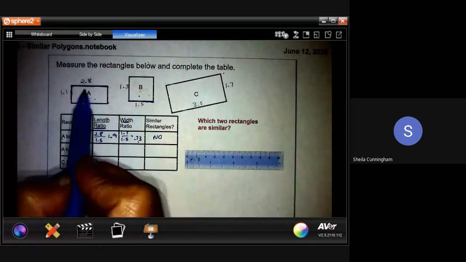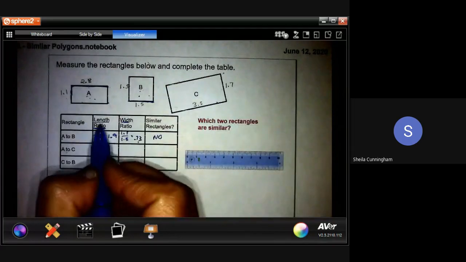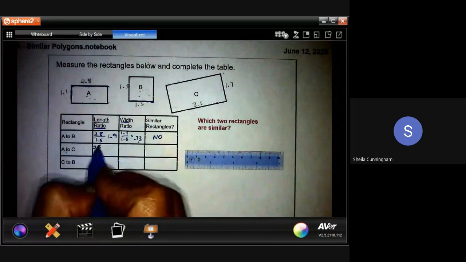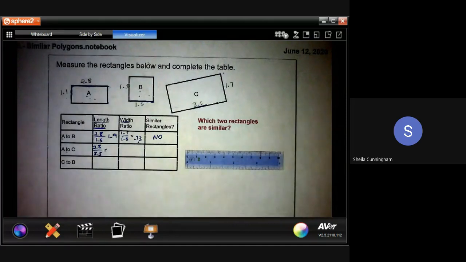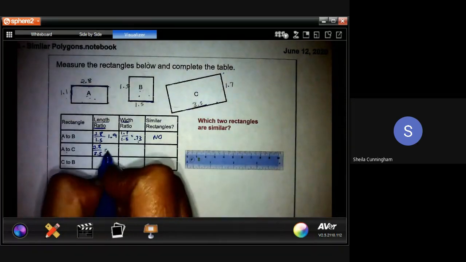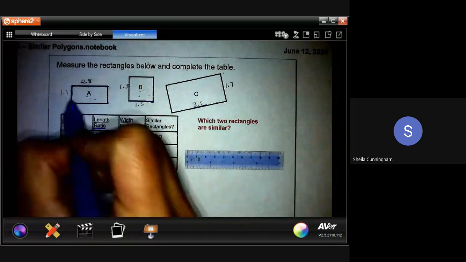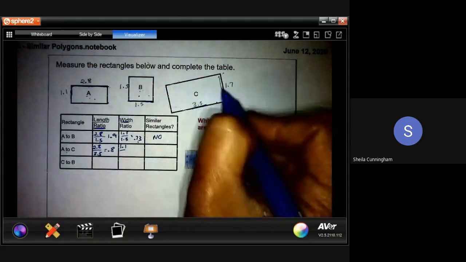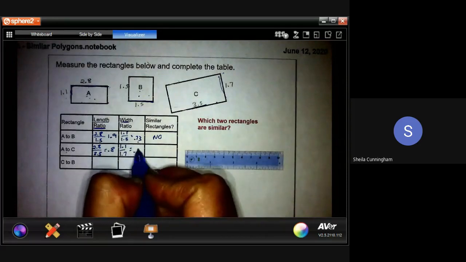So we can do the same thing. Let's compare the shape of A to the shape of C this time. Now we're going to take the length ratio. So let's take that 2.8, and we are going to divide it by the length over here, which is 3.5. Now, if I take 2.8 divided by 3.5, I get 0.8. Okay, so then I do the width ratio. So the width again is 1.1 to 1.7. And 1.1 divided by 1.7 gives me 0.65.